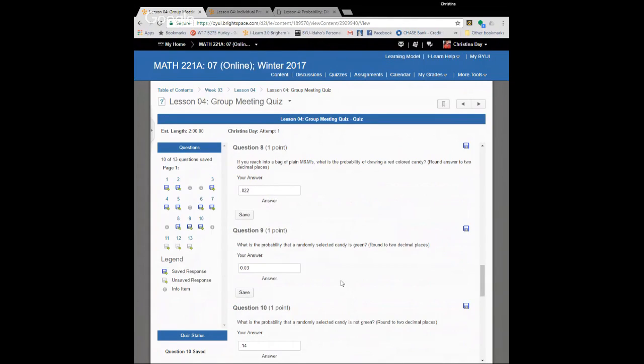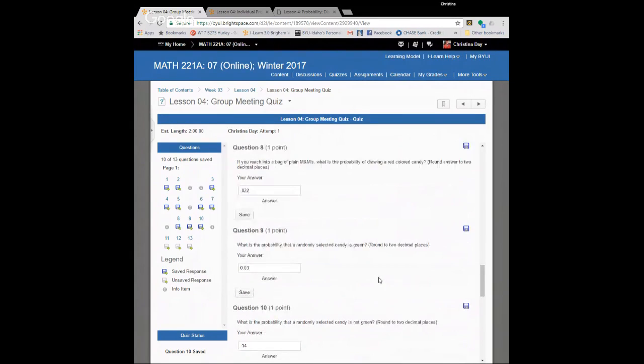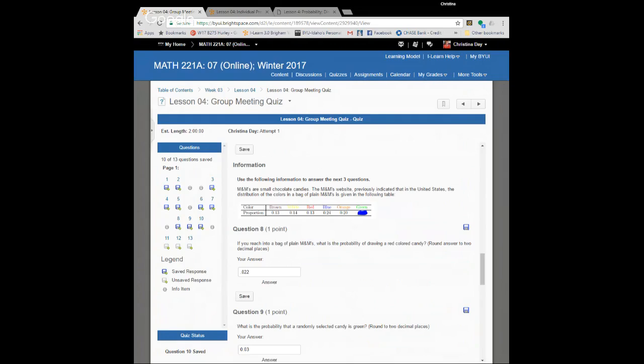So, Patricia, what do you think number 10 is? The probability that a randomly selected candy is not green. What did you get for your answer? I think, hold on, I'm still in question number 9. Okay. What did you get for question number 9? 0.16. And I got 0.03.